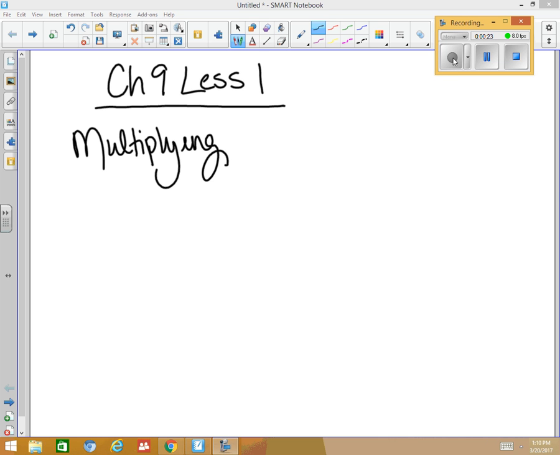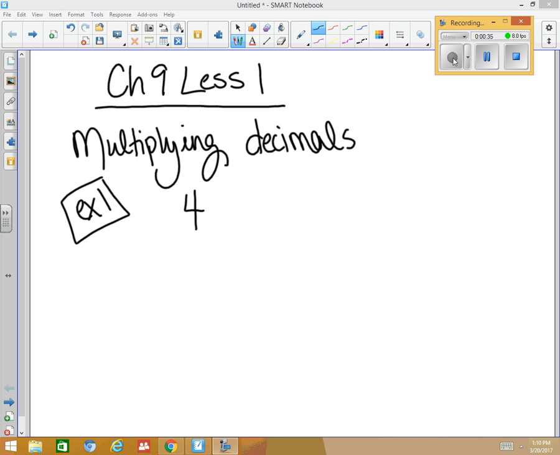Multiplying decimals. Multiplying decimals. Now, let's go ahead and start off with our examples. Example 1, the x1 looks like this. We still line things up on that right side.